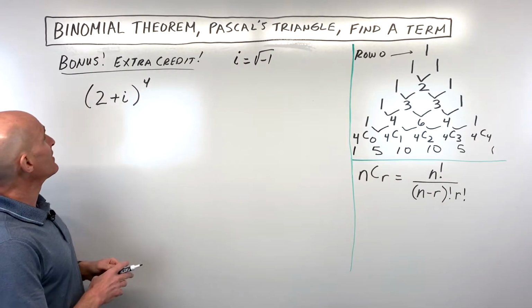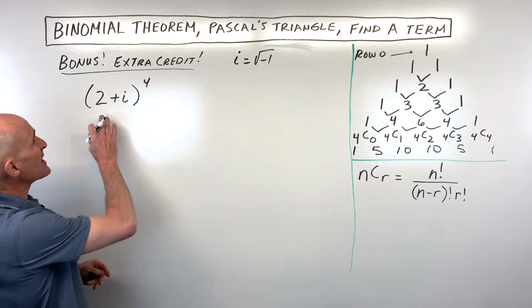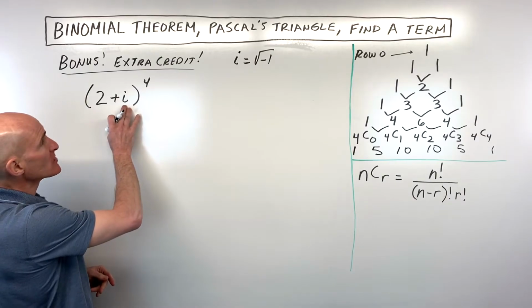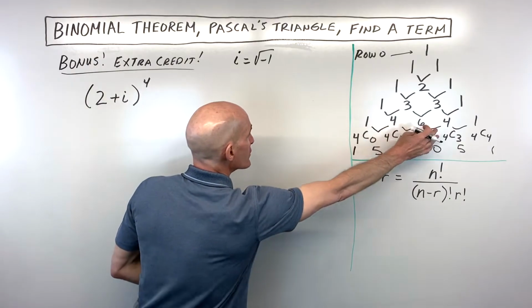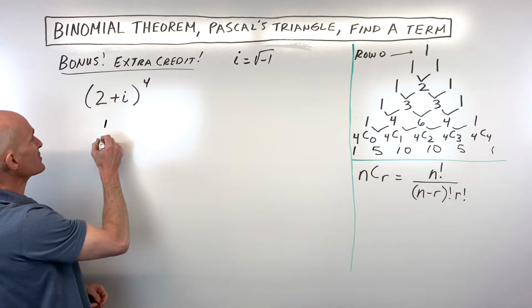So this is kind of a little bit more challenging, but it's the same idea. You have a binomial, two terms. We're on the 4th row, right? So this would be 1, 4, 6, 4, and 1. Those are our coefficients, so let's write that down.